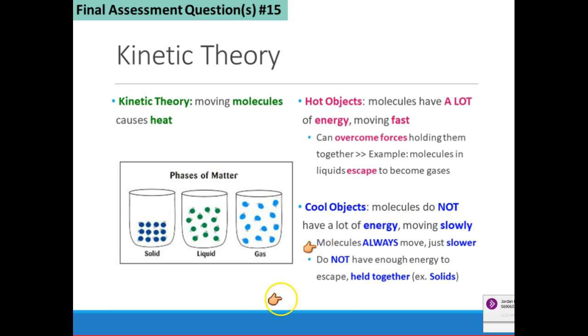It's just that they move much slower. They're just vibrating in place. So they don't have enough energy to escape, therefore they stay held together.